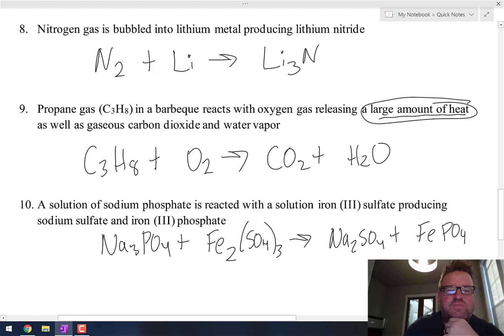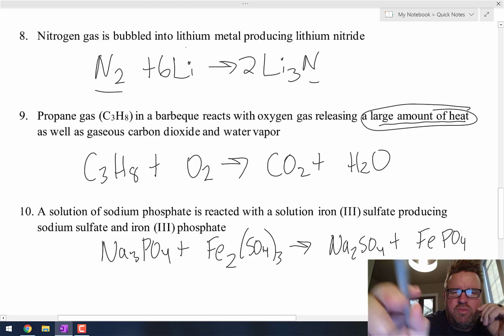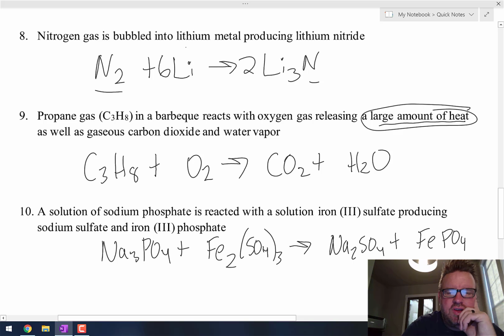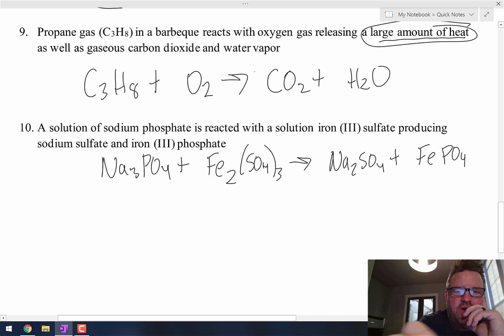of those. I'm going to go back to number 8 now. So right away I see 2 nitrogens. Here I only see 1, so I'm going to put a 2 right there. That makes 6 lithiums, so I'm going to put a 6 right there, and that's all you need for number 8.